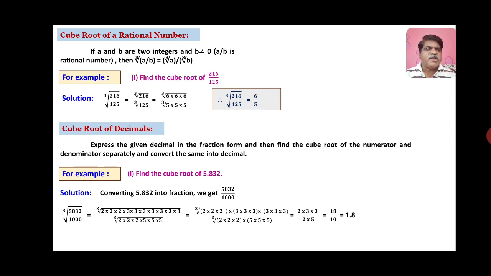So in the numerator you are getting 2 into 3 into 3 divided by 2 into 5. So 18 upon 10, that is 1.8. In short, the cube root of 5.832 is 1.8.